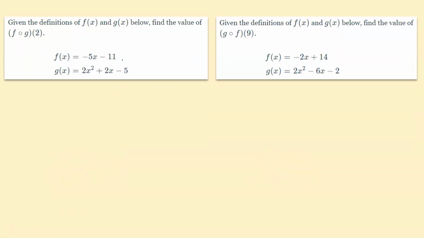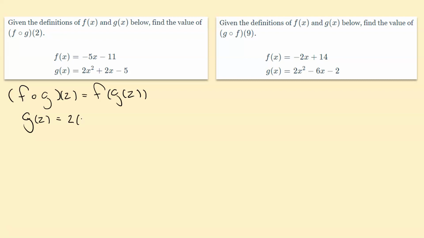Now we have some functions here defined as equations instead of as graphs. So same idea. We have f of g of 2, which is the same as f of g of 2 written this way, which you might want to rewrite it this way because this might give you a better idea of where to start. So remember, you want to start on the inside. So we want to figure out what g of 2 is first. So we plug in 2 into this expression here.